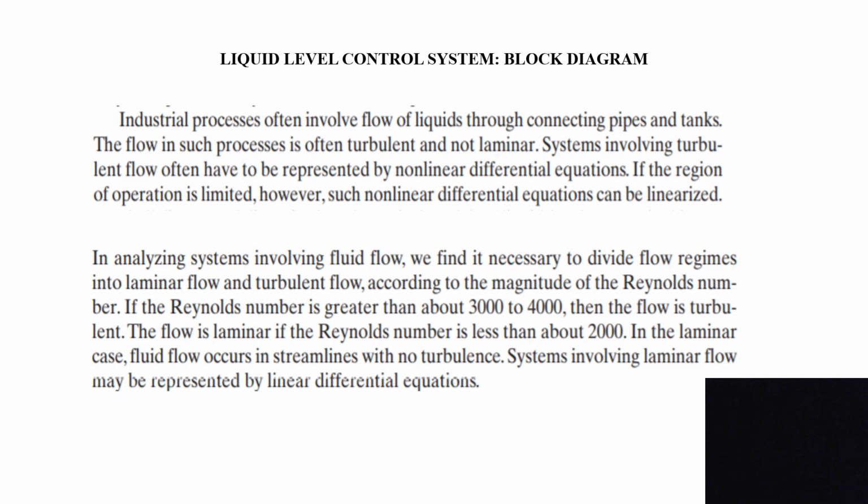When you want to explore the level control system, you always consider a tank with connecting pipelines. The flow through the pipelines may be either laminar or turbulent. I hope you have studied this in your physics. The flow is determined using the Reynolds number: if the Reynolds number is greater than 3000 to 4000, the flow is turbulent, and if it is less than about 2000, the flow is laminar. For this, let us assume that the flow is laminar, and we'll proceed with exploring this liquid level control system.